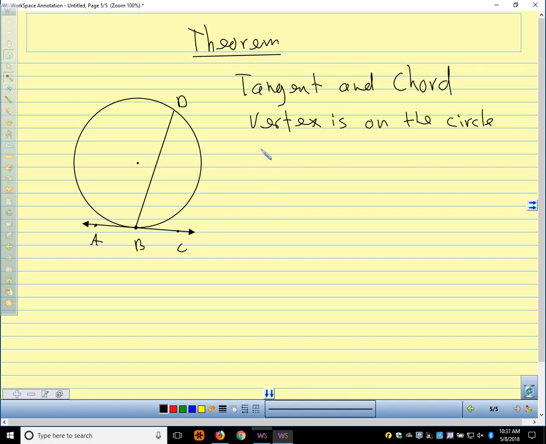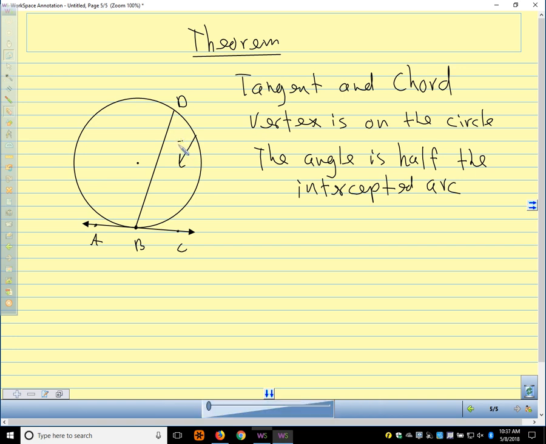The angle is half the intercepted arc. So it's the same rule. To go from the arc to the angle, you divide by 2. To go from the angle to the arc, you multiply by 2.